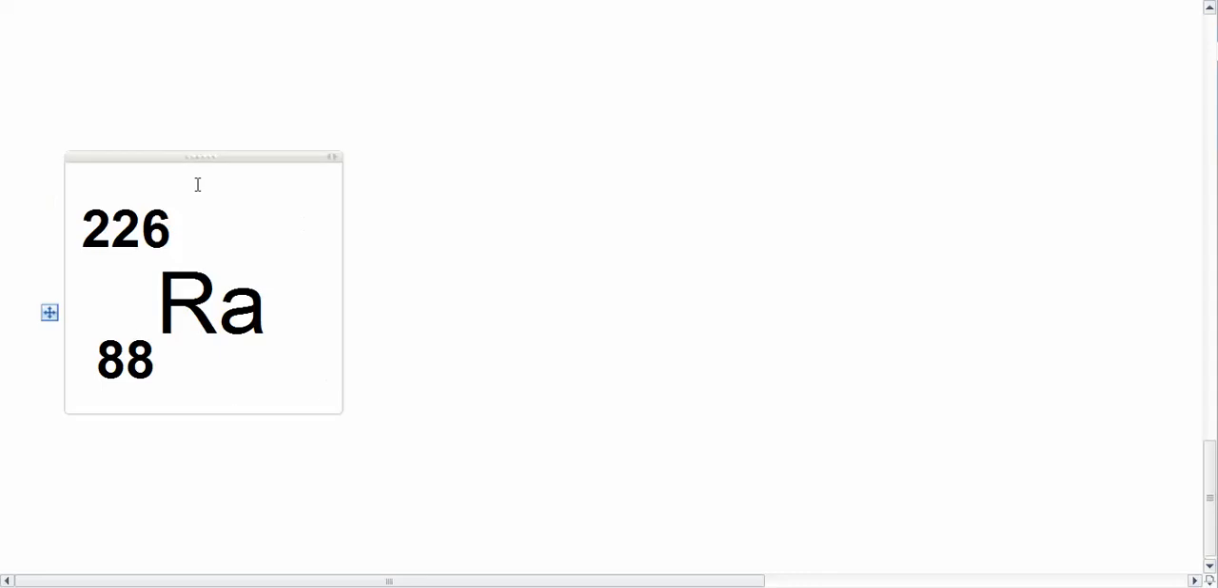Here's one more example. This is the element radium. It's got 88 protons and a mass number of 226. See if you can predict on your own what element radium would form if it emits an alpha particle during radiation. And we'll go over the answer in class tomorrow. It's fine if you make a mistake, but I want you to give it a try on your own.